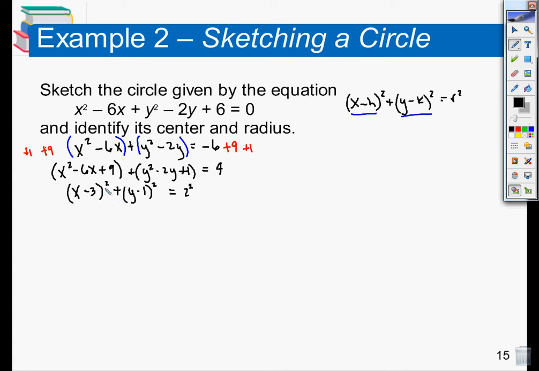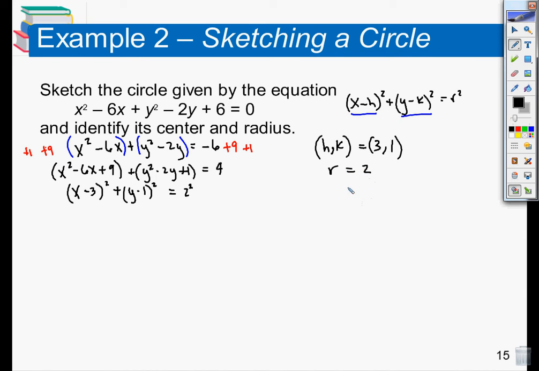Right, I have an h and a k. The original format says x minus h. So this h value is positive. So h equals 3, and again, y minus k. So this k value is positive, 1. That's my center point. And my radius equals 2.